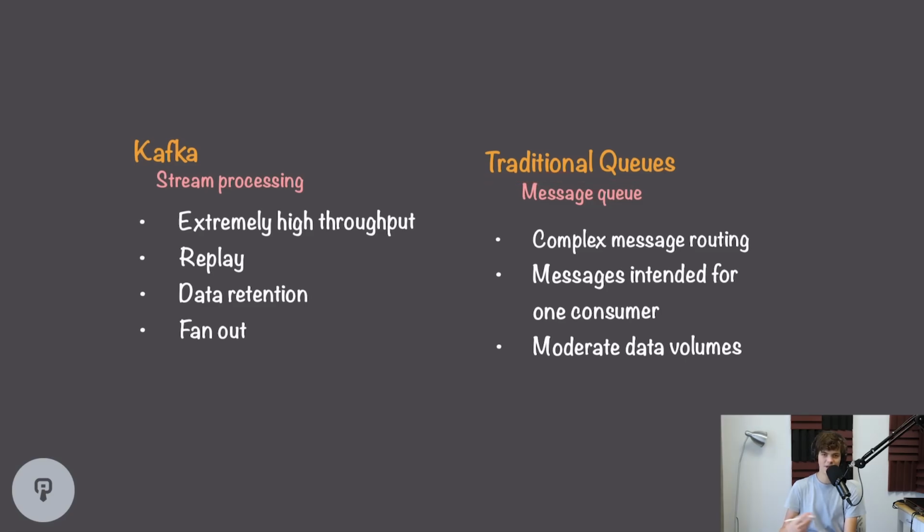Traditional queues, such as RabbitMQ, on the other hand, are designed to be message queuing systems. So they're designed to take in messages, queue them until they're ready to be processed, and then send them off to the processor. Traditional queues can handle complex message routing, so this is really handy if we want to be able to route a specific message based on its properties to specific queues. Traditional queues also generally have a message that is destined for one consumer. So whereas Kafka is fan out, with a traditional message queue, if you have multiple consumers connected to one queue, each message will be routed to exactly one consumer, not every consumer. Traditional message queues are designed for moderate data volumes. They're still very fast, but they don't handle the same amount of throughput that Kafka does.